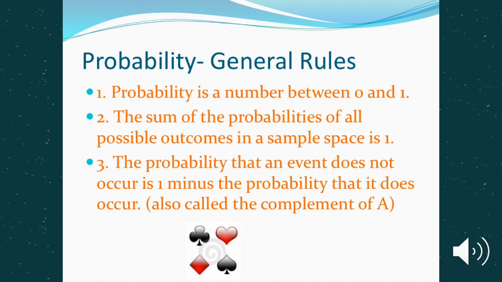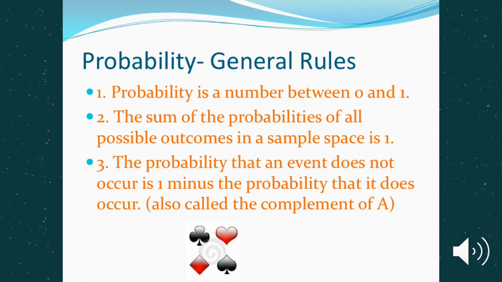Now the general rules of probability. Probability will be a number always between 0 and 1. So probability can never be a negative number and probability will never be greater than 1. Okay, probability means chances of getting something, so it will never be less than 0 and it can never be more than 1. Probability 1 means 100% result. Probability 0 means 0% result.